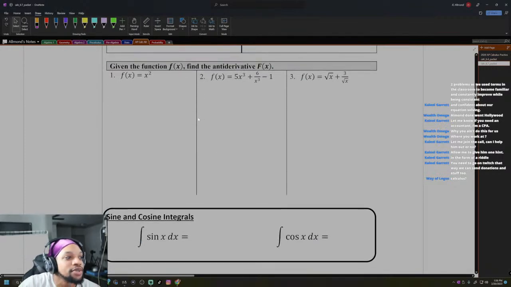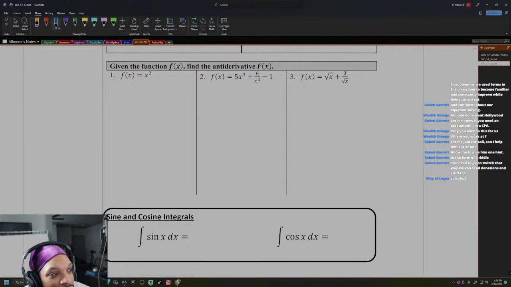Reverse power rule. Given the function f of x, find the antiderivative. So we're trying to come up with something that, when I take the derivative of it, in this case gives me x squared. You know how the power rule says we bring down the exponent and subtract 1? Working backwards, we add 1 instead. But we can't just put x cubed, because the derivative of that would be 3x squared. So we use x cubed over 3.